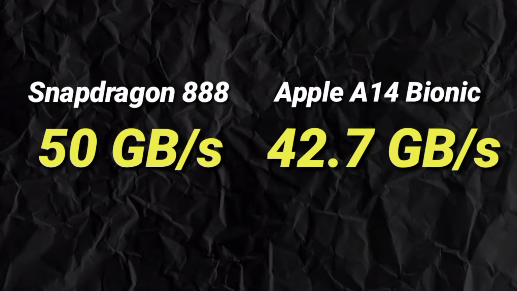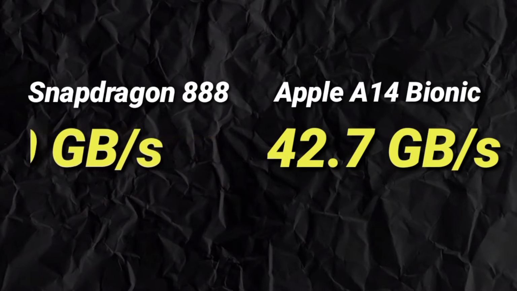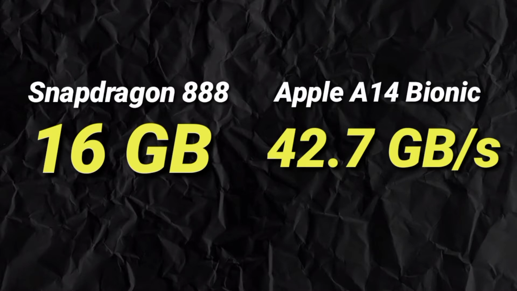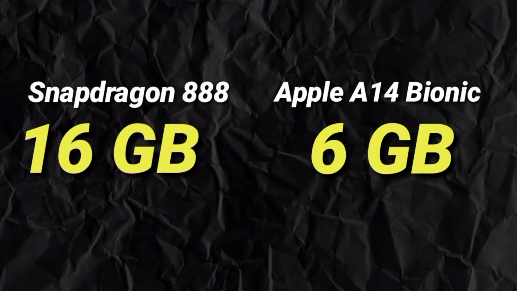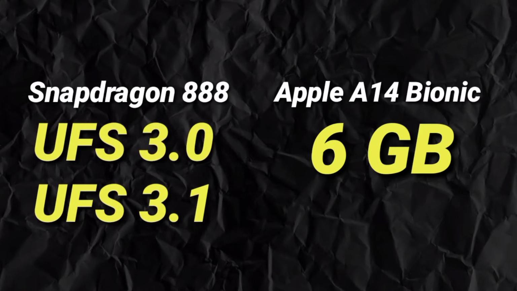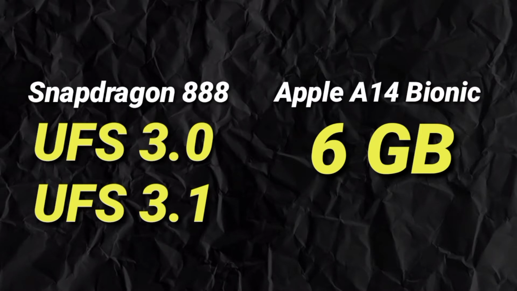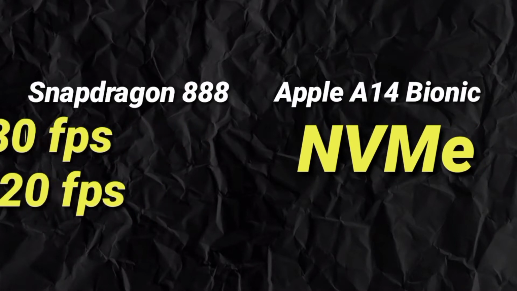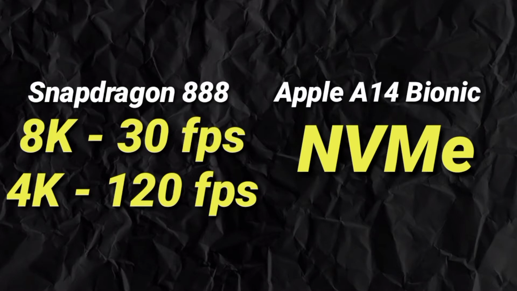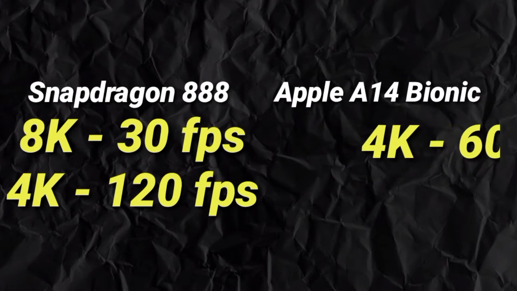If we talk about the maximum RAM size supported by both chipsets, the Snapdragon 888 supports up to 16 GB of RAM and the Apple A14 Bionic supports up to 6 GB of RAM. If we talk about the storage type of both SoCs, the Snapdragon 888 uses UFS 3.0 and UFS 3.1 as its main storage. On the other hand, the Apple A14 Bionic uses a different type of storage called NVMe. The Snapdragon 888 can shoot up to 8K at 30 frames per second and 4K at 120 frames per second. On the other hand, the Apple A14 Bionic can shoot only up to 4K at 60 frames per second.